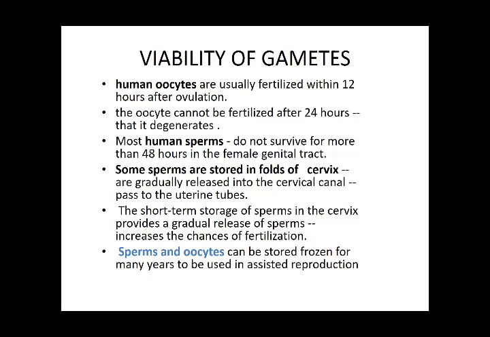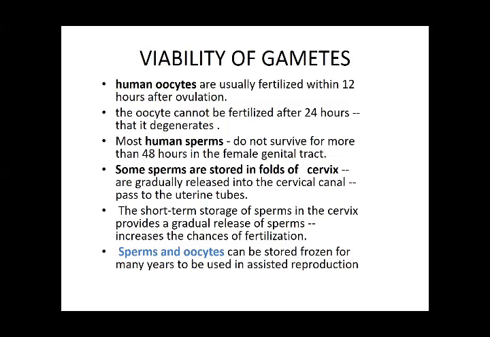How long can these gametes survive? This is the process by which the oocytes and the sperms are produced, how the sperms are transported through the male tract into the female tract, and how the oocytes are ovulated and then pass into the fallopian tube, in the ampulla, where they reside for fertilization. So these are the areas where fertilization is going to occur, and this is the way the gametes are transported.